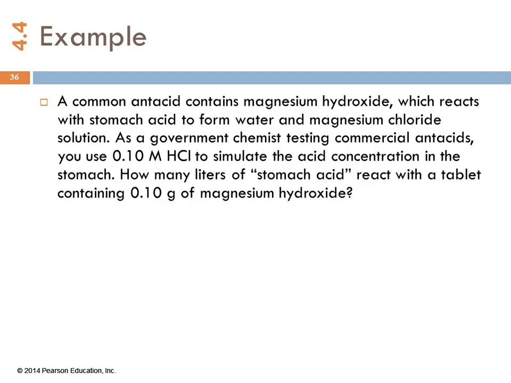A common antacid contains magnesium hydroxide, which reacts with stomach acid to form water and magnesium chloride solution. As a government chemist testing commercial antacids, you use 0.10 molar HCl to simulate the acid concentration in the stomach. How many liters of stomach acid react with a tablet containing 0.1 grams of magnesium hydroxide?